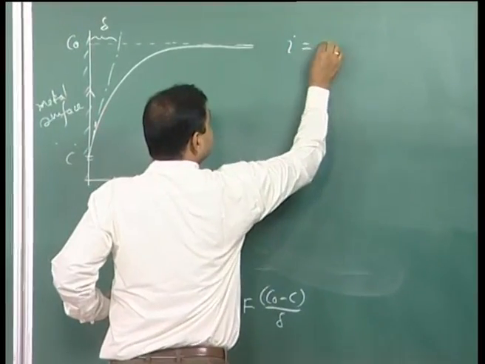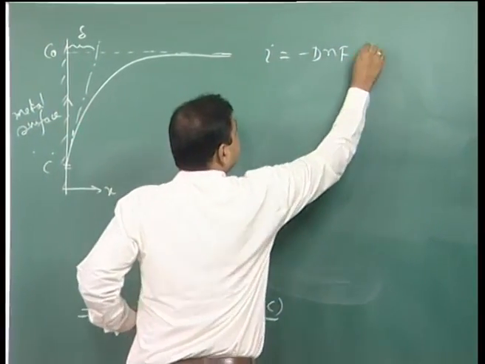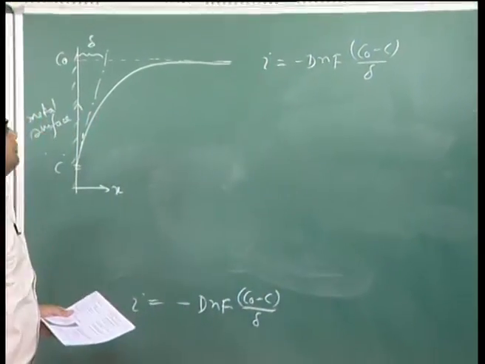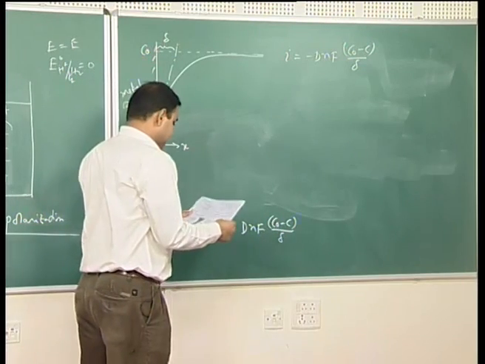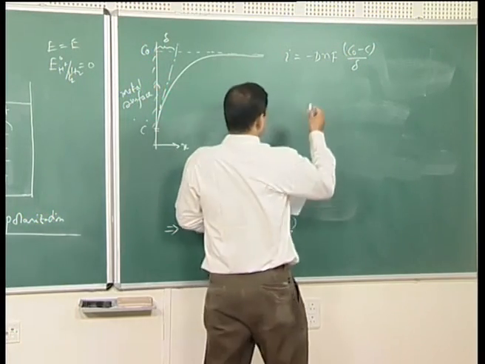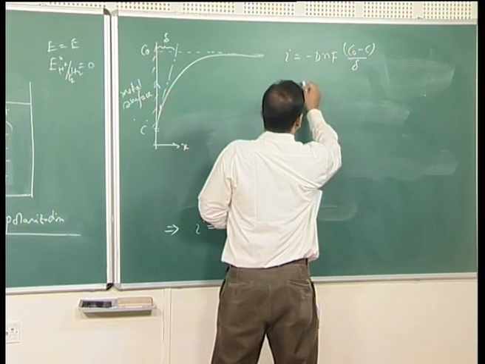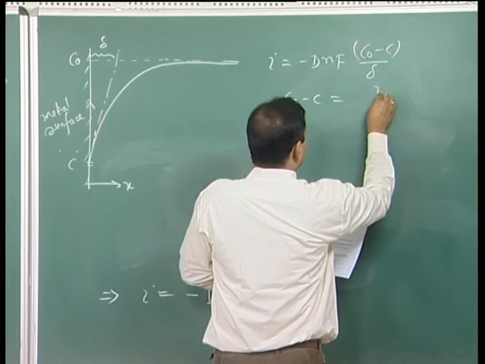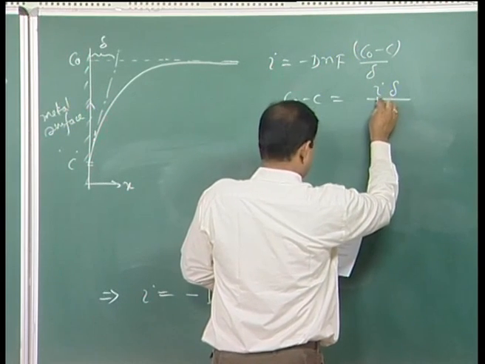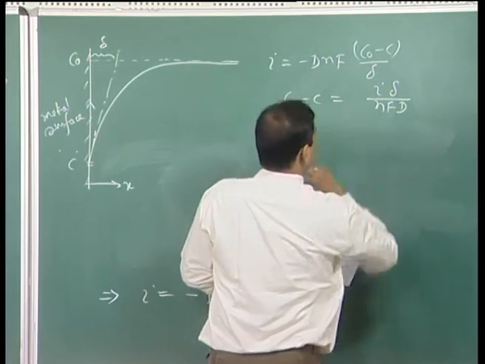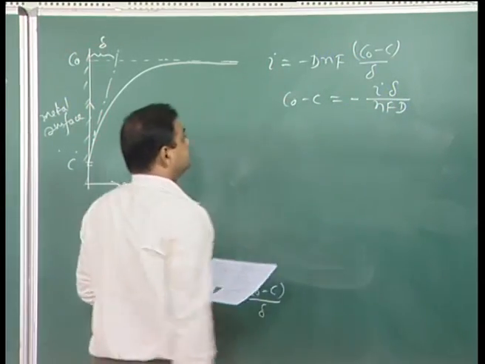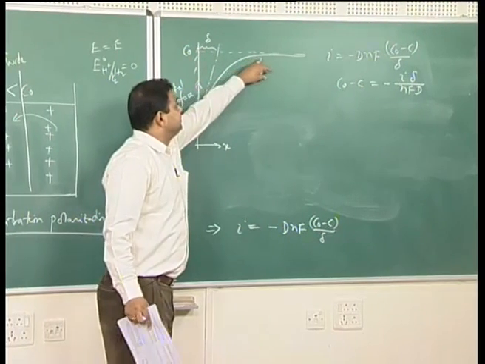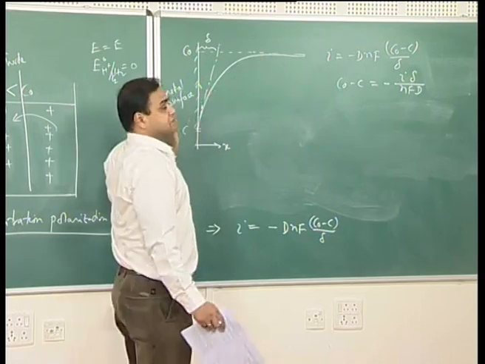So I equal to minus D n F times C0 minus C by delta. So, C0 minus C I can find out as I delta by n F D with a minus sign, and this minus indicates that the concentration is changing from higher to lower concentration.